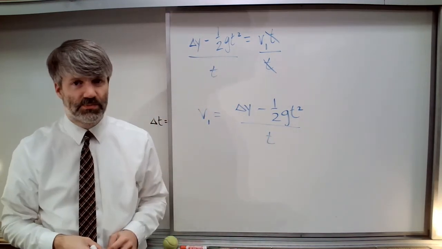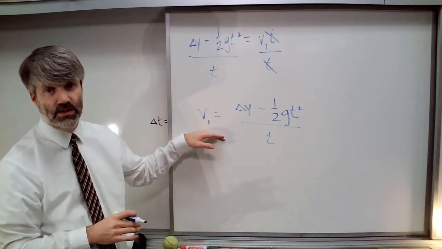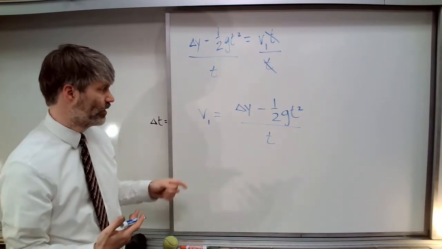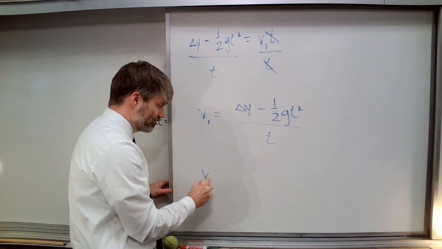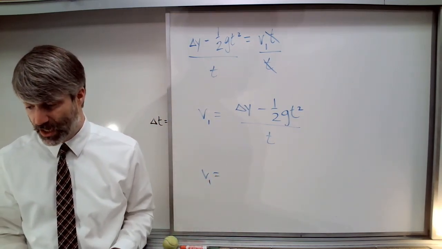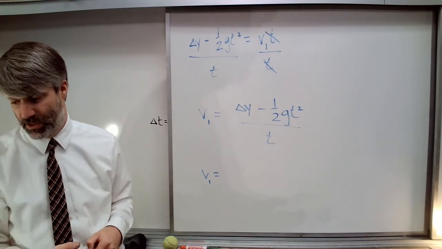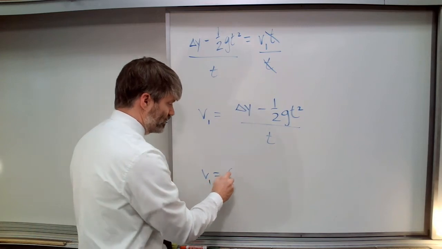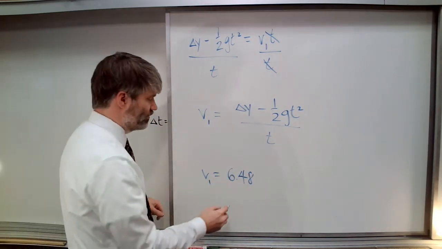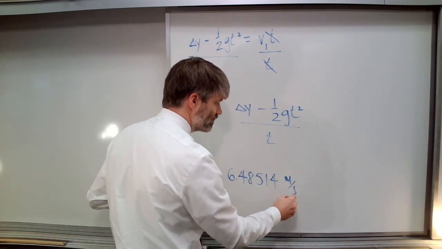Now, because this becomes a rather lengthy algebraic problem, because I'm going to have to take this value and use it in the next one, I'm actually going to put some numbers in to solve for v1 at this point. Actually, I'm not going to do that. I already have it done. I'm just going to write it out as 6.485142857, 6.48514, etc. meters per second.